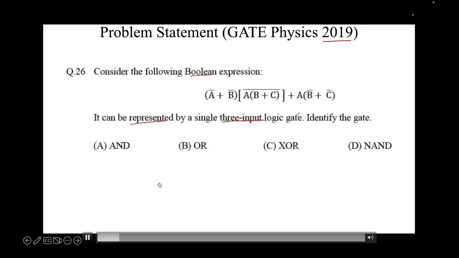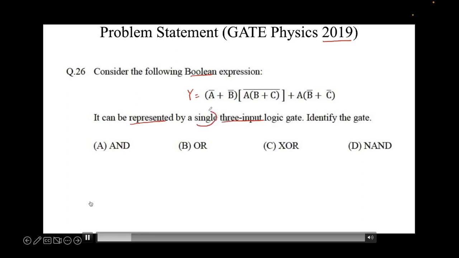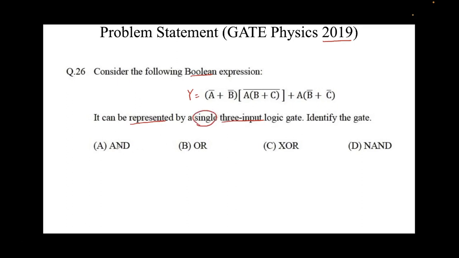Now let's look at the question carefully once more. It's saying that this Boolean expression, let me assume this is Y, can be represented by a single gate. So this means it can be simplified to just one single expression, which in turn can be represented by just one single 3-input logic gate. This implies that if it's AND, it will come out to be ABC.